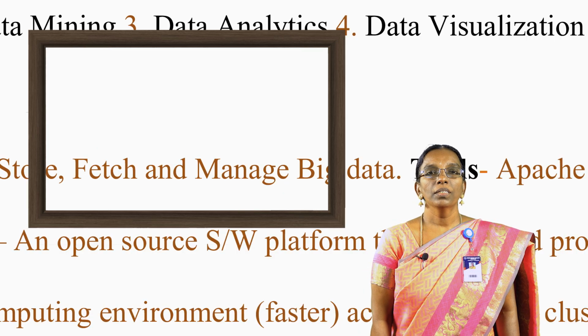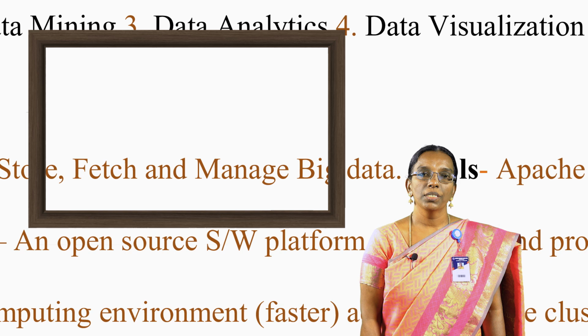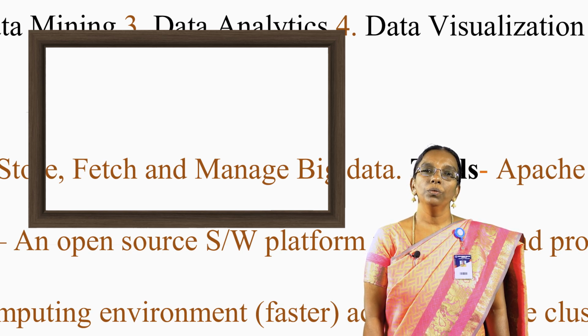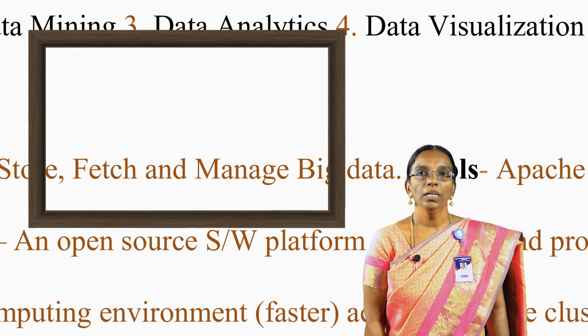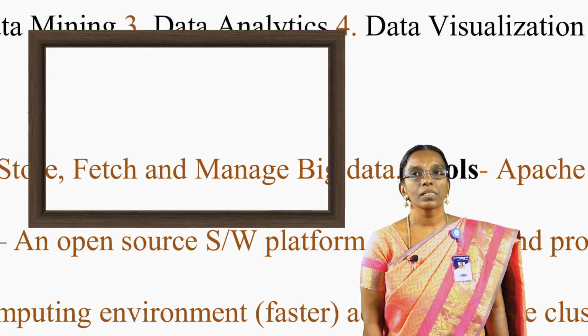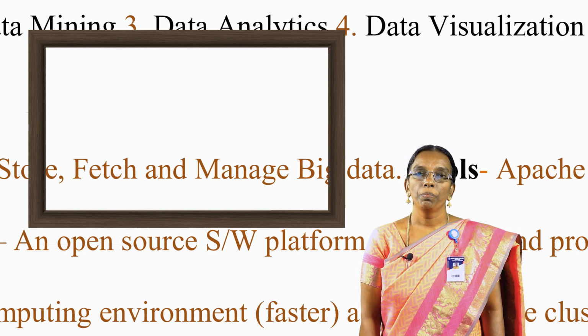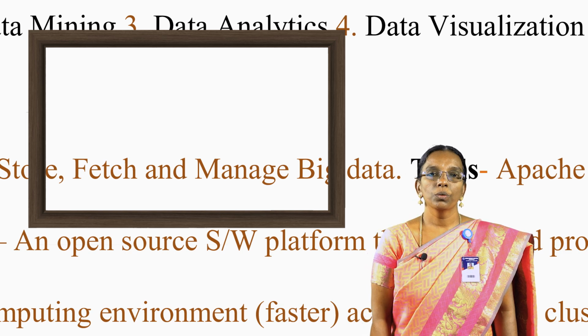Now we will see what the main types of big data technologies are. They are categorized into 4 types. Number 1, data storage. Number 2, data mining. Number 3, data analytics, and then data visualization. We will see what data storage is now.